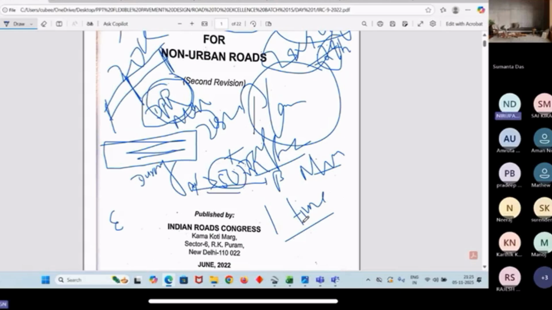Is it clear? Shall I move forward? Yes, sir. Okay. So during the planning stage, if you are working on a road design for the planning stage, in that case, 2 times you have to do the traffic survey: during the feasibility or inception stage, and the second one before submitting the detailed design or the draft DPR.